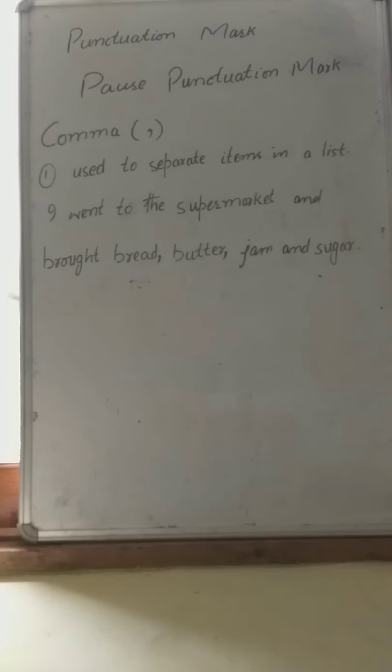Third thing is that please do not put a space before the commas, but there is a space after the commas. Like in the example, I have written "brought bread," comma. There is no space between the last letter and the comma, but there is a space after the comma and the new word. Right? So it should be kept in mind that there is no space before the commas, but there is a space after the commas.